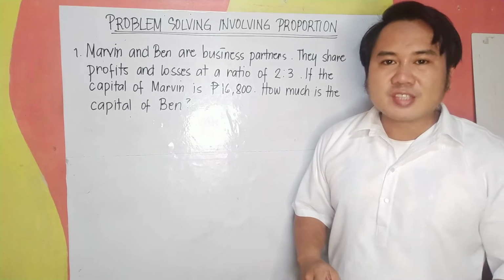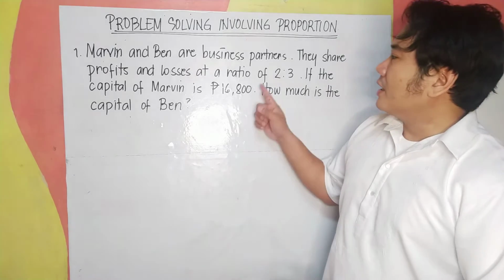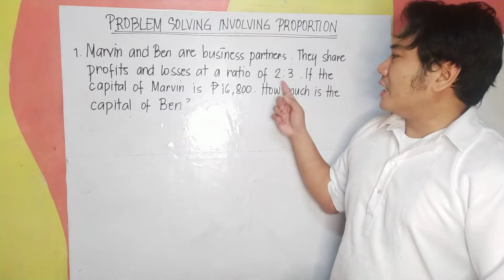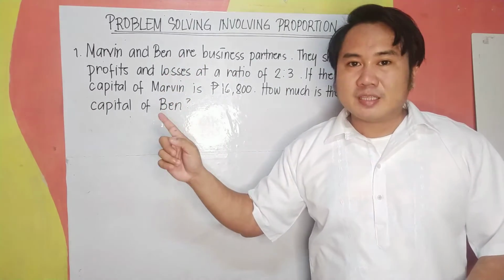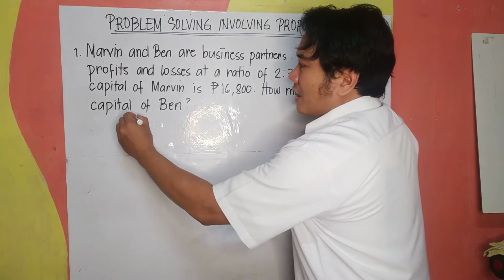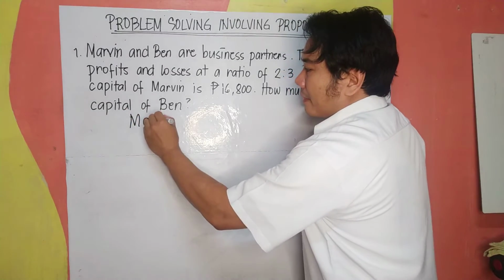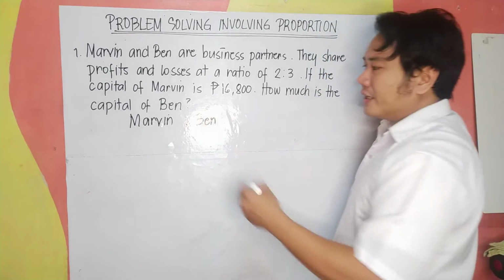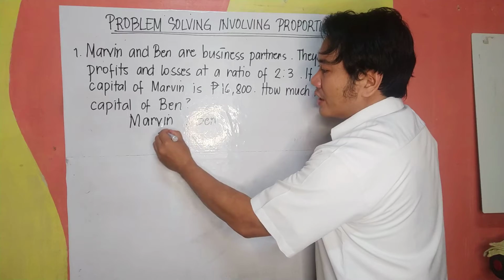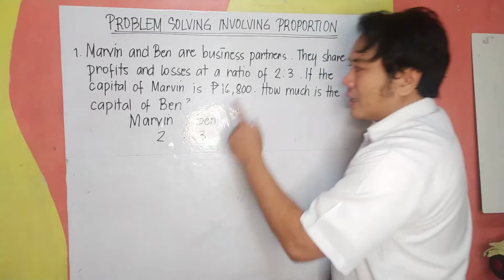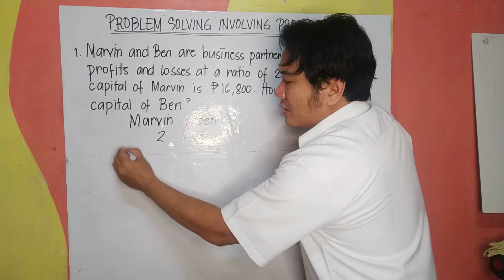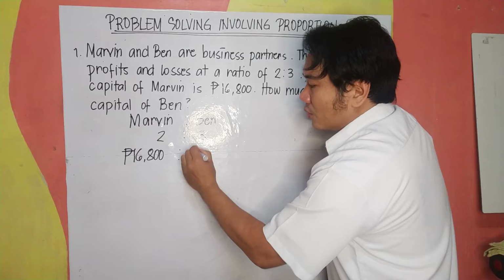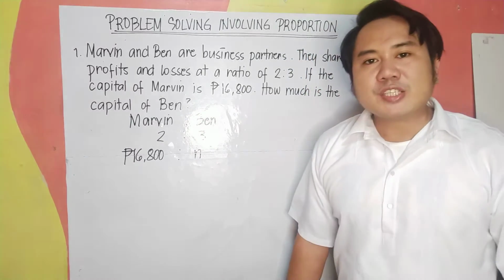Although it is not directly stated, we can assume that 2 here will represent the capital share of Marvin and 3 represents the capital share of Ben. So, we can write it as such. Marvin to Ben. And then their individual capital share is 2 to 3. Ang shinare ni Marvin is 16,800. We are looking for the capital share ni Ben.